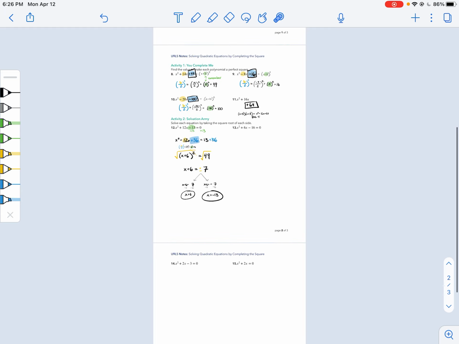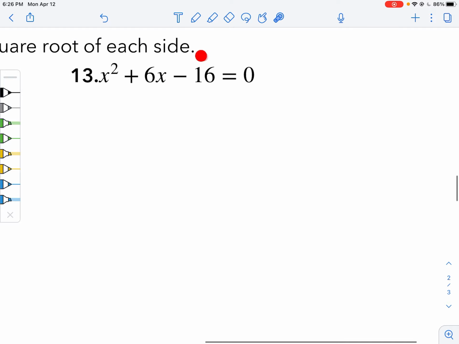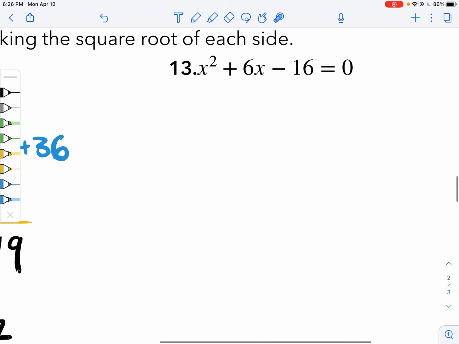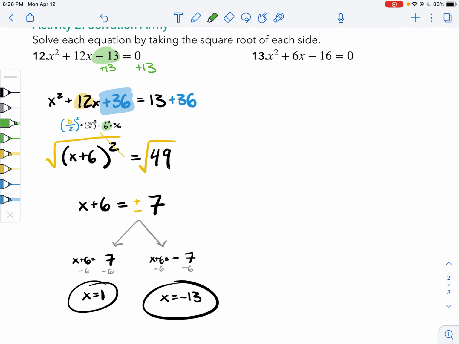3 more. We can do this. Okay, so first we need to clear a space. I'm going to keep my color scheme the same, so I'll leave this up here. We need to clear this guy out, so we're going to add 16 to both sides, leaving us with x squared plus 6x something equals 16.